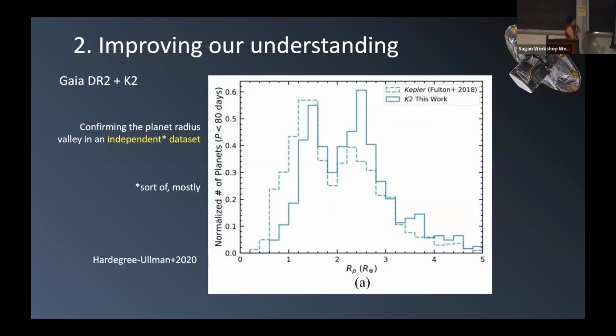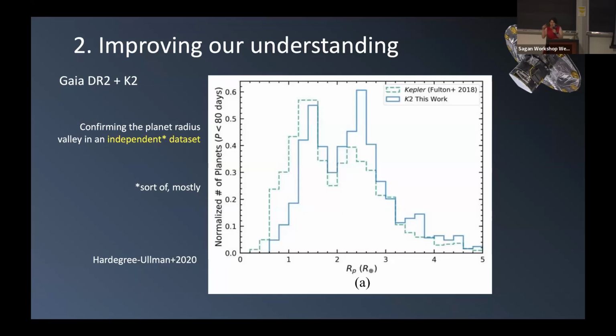What we were able to do with that was to reproduce Kepler's planet radius valley in the K2 data. So remember, Kepler just looked at one patch of sky for 4 years and it found this planet radius valley, which was interesting. But it was just one data set, whereas K2 did that whole ecliptic. And what we did was find that the planet radius valley is ubiquitous. It's a feature of small planets. Doesn't matter where you look, in the galactic plane, out of the galactic plane, you see the planet radius valley. So we were able to confirm it in an independent data set because we were able to use Gaia DR2.